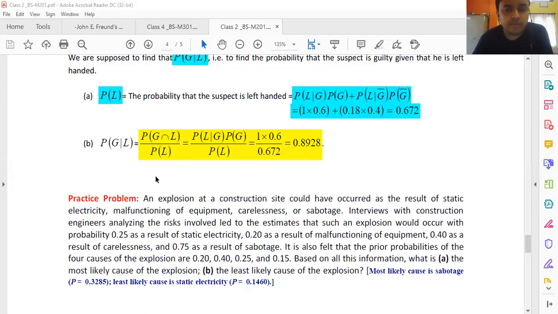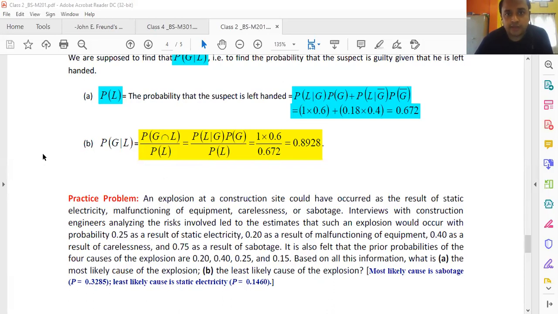Okay, I'm going to begin my next session. In the previous session, we discussed the theorem of inverse probability, and I also showed how to prove the theorem of inverse probability with the help of the definition of conditional probability.